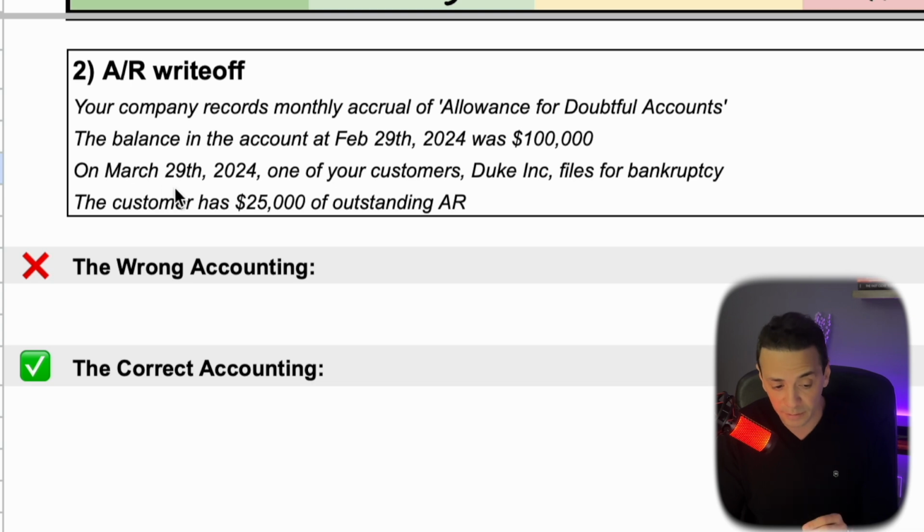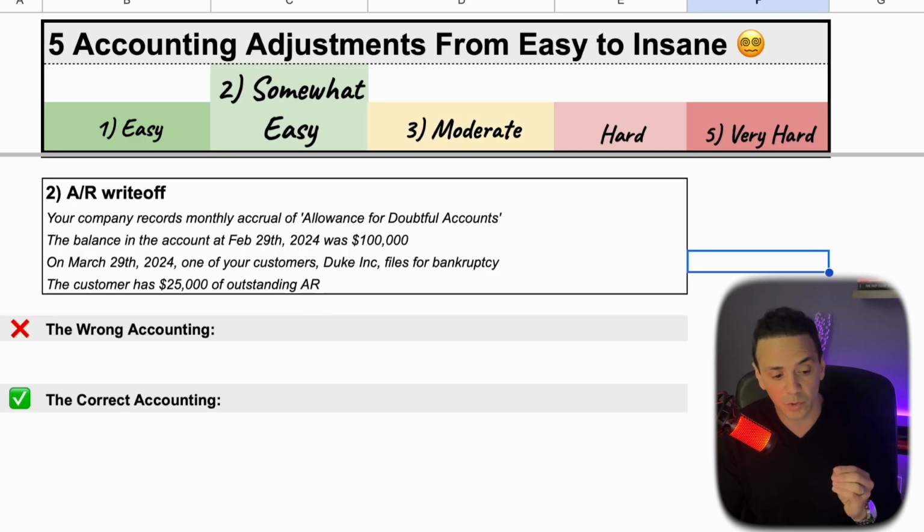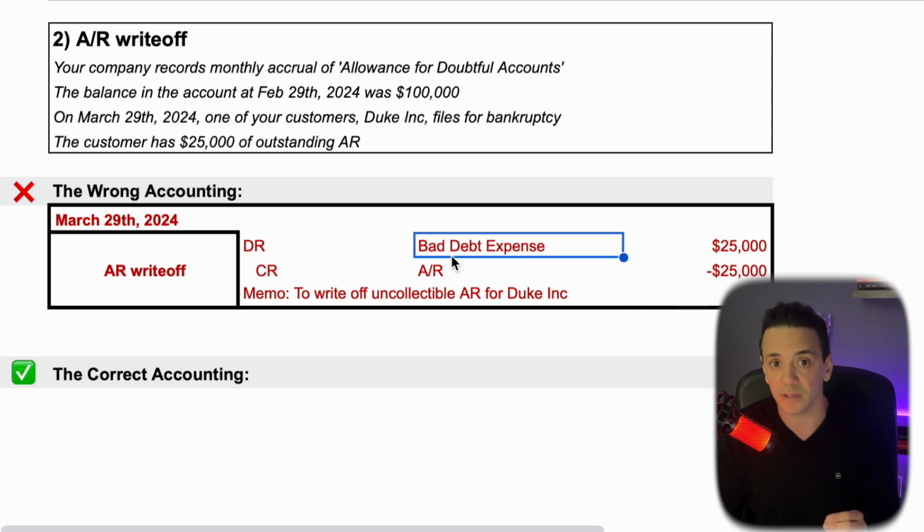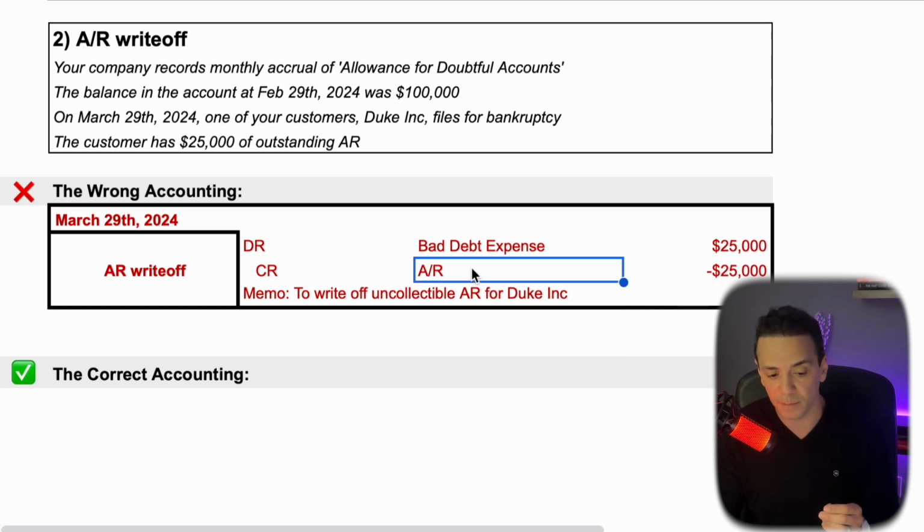On March 29th, which is the following month, one of your customers, Duke Inc., files for bankruptcy. The customer has $25,000 of outstanding AR. So now you're going to have to write off the invoices that are outstanding for this customer. So the wrong accounting will go something like going in at the end of March and recording a bad debt expense as a debit and the write-off as a credit to AR, $25,000.